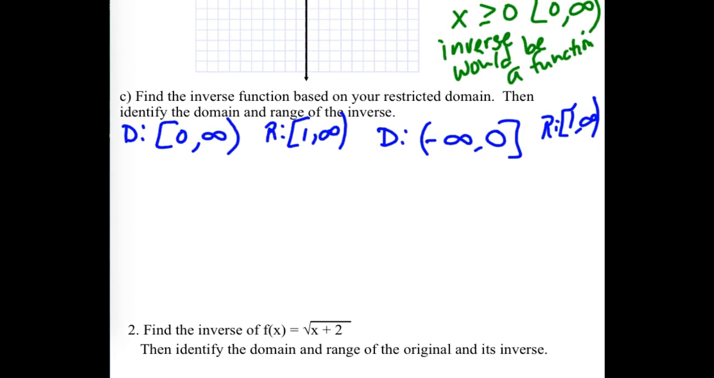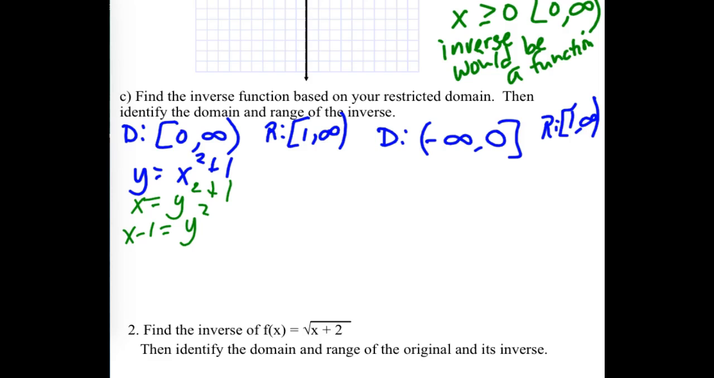All right, so we had the function y equals x squared plus 1. Our parabola shifted up 1. What would we do to find the inverse of that? Okay. I'm then going to move my 1 over. And how do we undo a square?